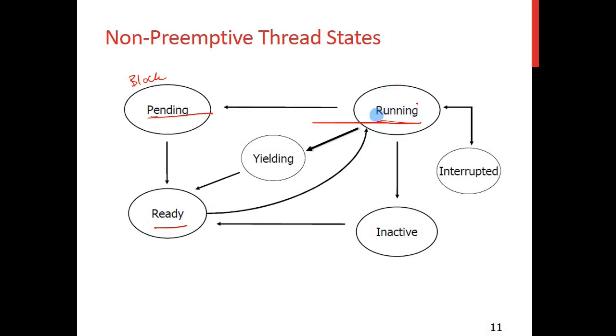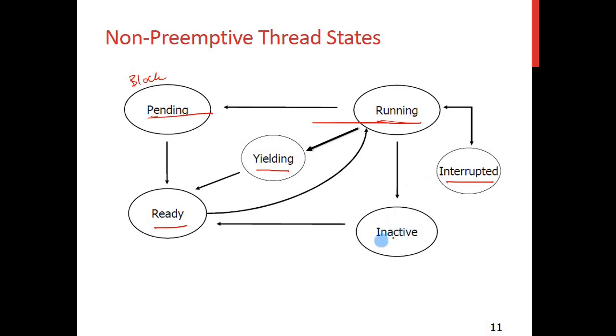The other way is from running, I can voluntarily call yield. When I voluntarily call yield, I am giving up the CPU on my own will, and I transition to the ready state. So I join the ready queue, the queue of tasks that are waiting for their turn. Then I can transition to run at some point in time. While you're running, you can also be interrupted. When the interrupt is triggered, you jump to the ISR and then you come back.